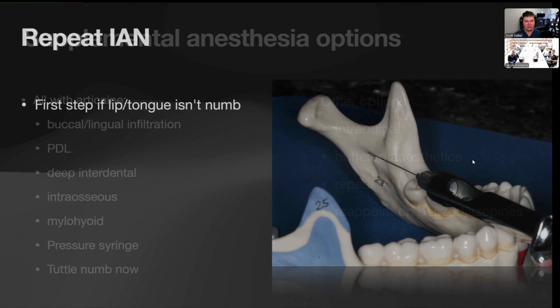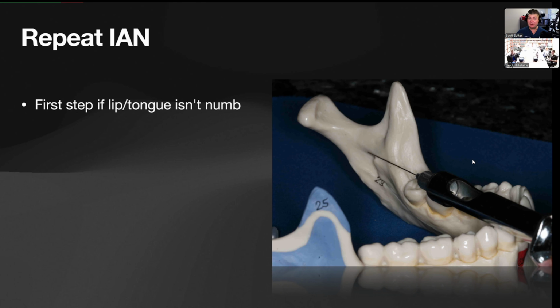So we're going to go through each of these. Now, the very first thing you need to do is ask them, is your lip or tongue numb? Because if it's not numb, it doesn't matter if you do supplemental injections, the IA is not numb. So you have to get the IA numb. That's the first thing you want to do. So if you're noticing that the lip or tongue isn't numb, you want to redo the IA.